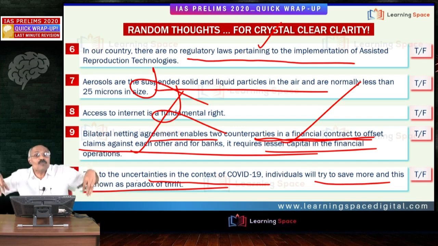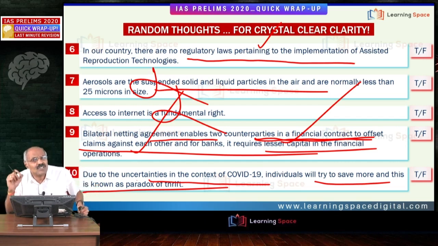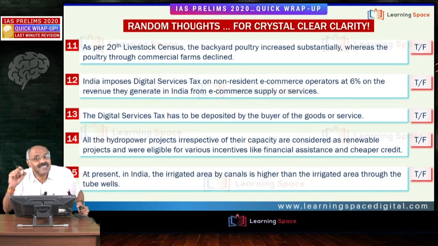They try to save more because of the uncertainties. And this situation is known as paradox of thrift. This is in the news in the context of COVID-19. Friends, this bilateral netting and paradox of thrift, these are in the news in recent times.